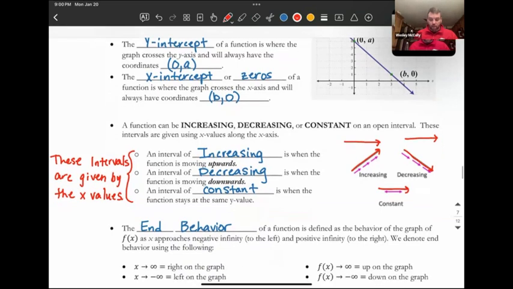It's important to note that these intervals are given by the x values of the point where it starts to increase to the point where it stops increasing. Okay, and you will always use parentheses for these intervals, never a bracket, because the point where it changes direction is neither increasing nor decreasing. So we will not include that point in the interval.